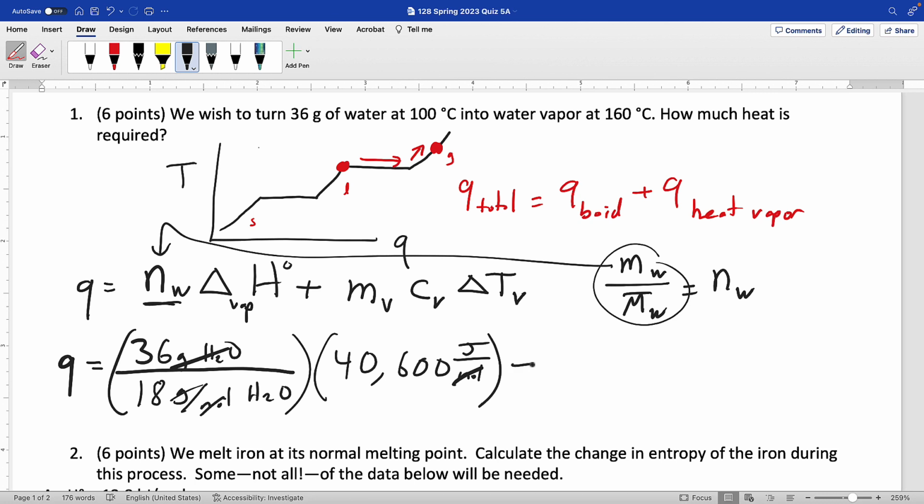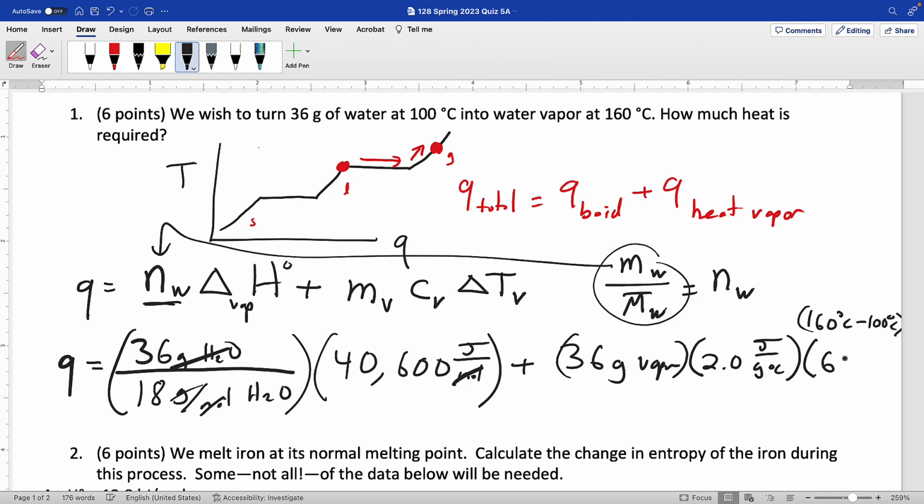And then we add heating up the vapor. So we've got 36 grams of water makes 36 grams of vapor. And we look up the specific heat for water vapor on our equation sheet. It looks like it is 2.0 joules per gram per degree C. And our temperature increase is going to be our final temperature of 160 minus 100 degrees. So we can put in our delta T as 60 degrees C. That's how much the water vapor went up.